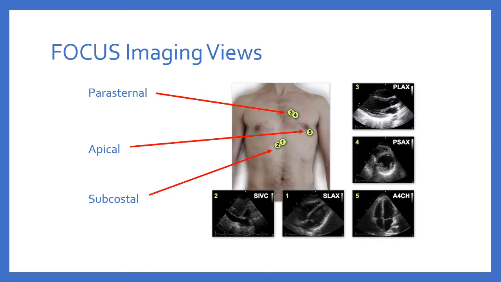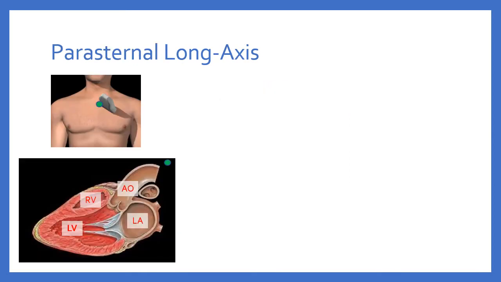So the first view that we typically try to obtain is the parasternal long axis view. So when trying to obtain this view, we want to put the probe indicator marker towards the patient's right shoulder, and we place the probe right to the left of the sternum in the second or third intercostal space. So when we hold the probe in this direction, it's going to give us a long axis view of the heart. So we're going to be able to see the heart from the base all the way down to the apex.